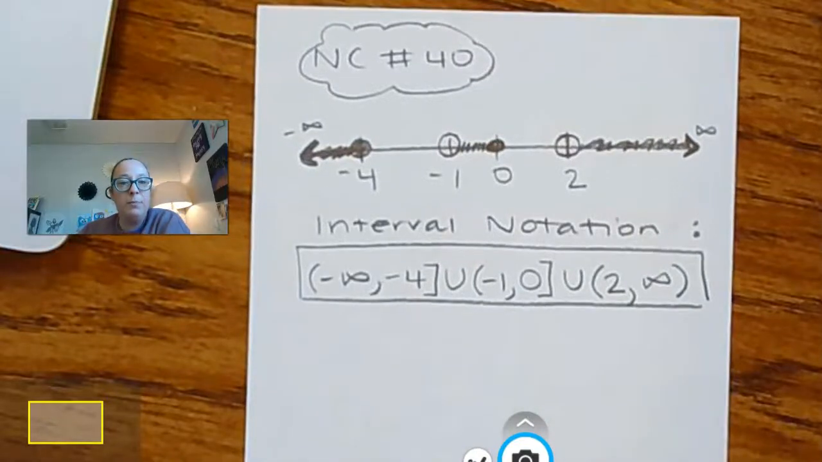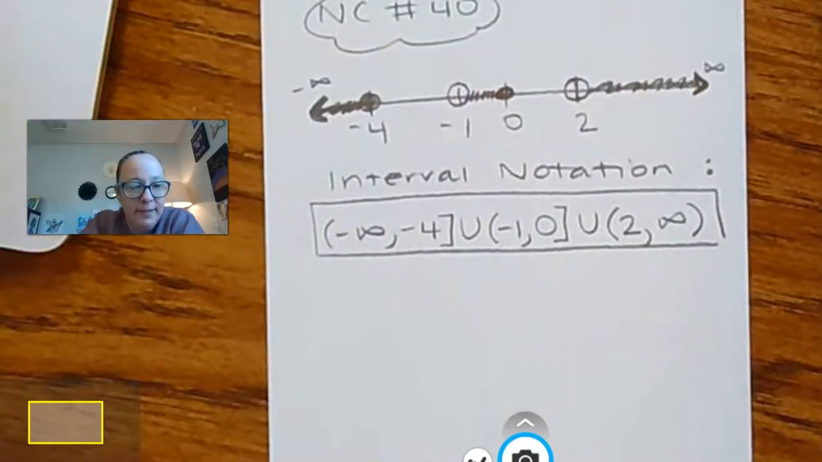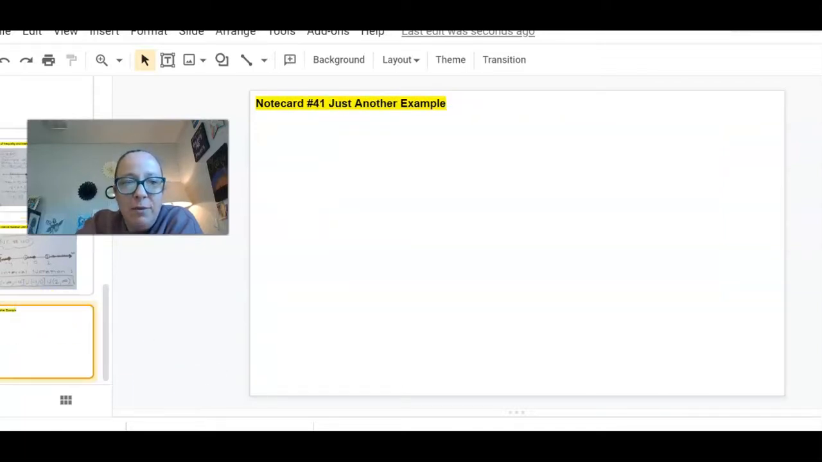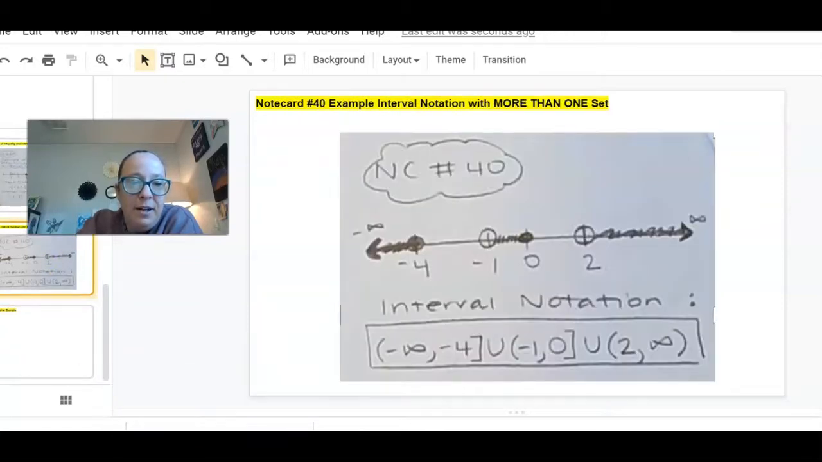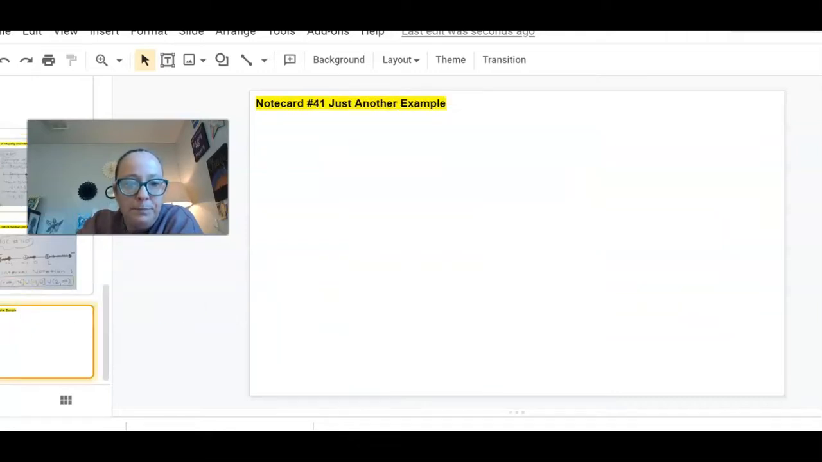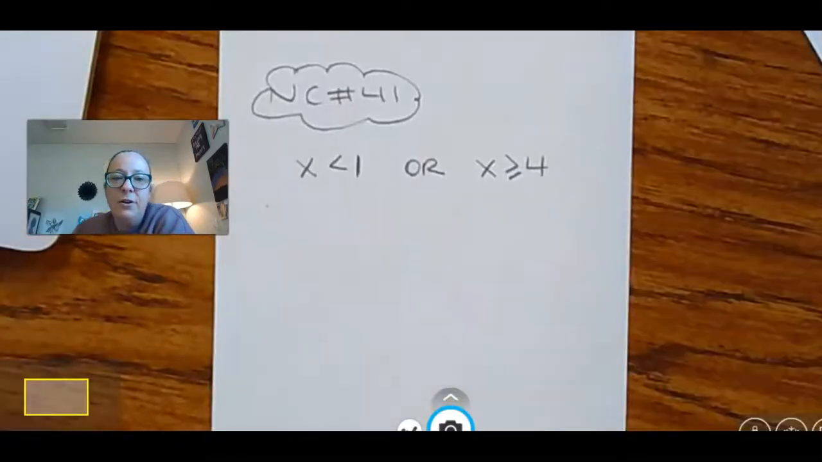All right, I'm going to pause myself and put this over on the slides. I'll be back. All right, so I went in and put it all here for you. Given this graph, what would the interval notation be? Note card number 40. So pause me and get that finished. All right, so note card number 41 is just another example, another type. I went over one like this where it was in between the two numbers. So I want to do one where it's a little different. Okay, so note card 41.